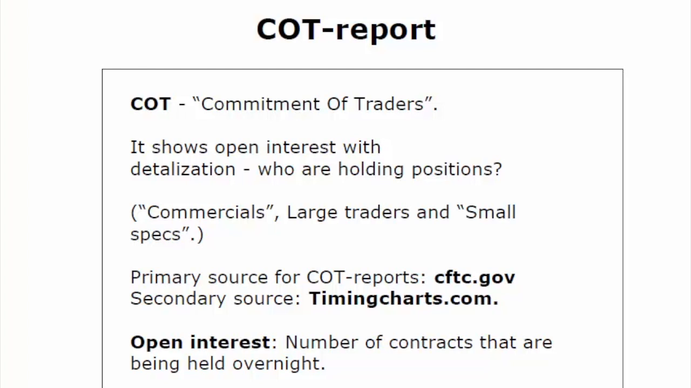The primary source is cftc.gov, as I have said, and a secondary source can be timingcharts.com. For my trading I use timing charts because it shows visual data, and it is much easier to analyze visual data than numbers. And open interest is the number of contracts that are being held overnight.